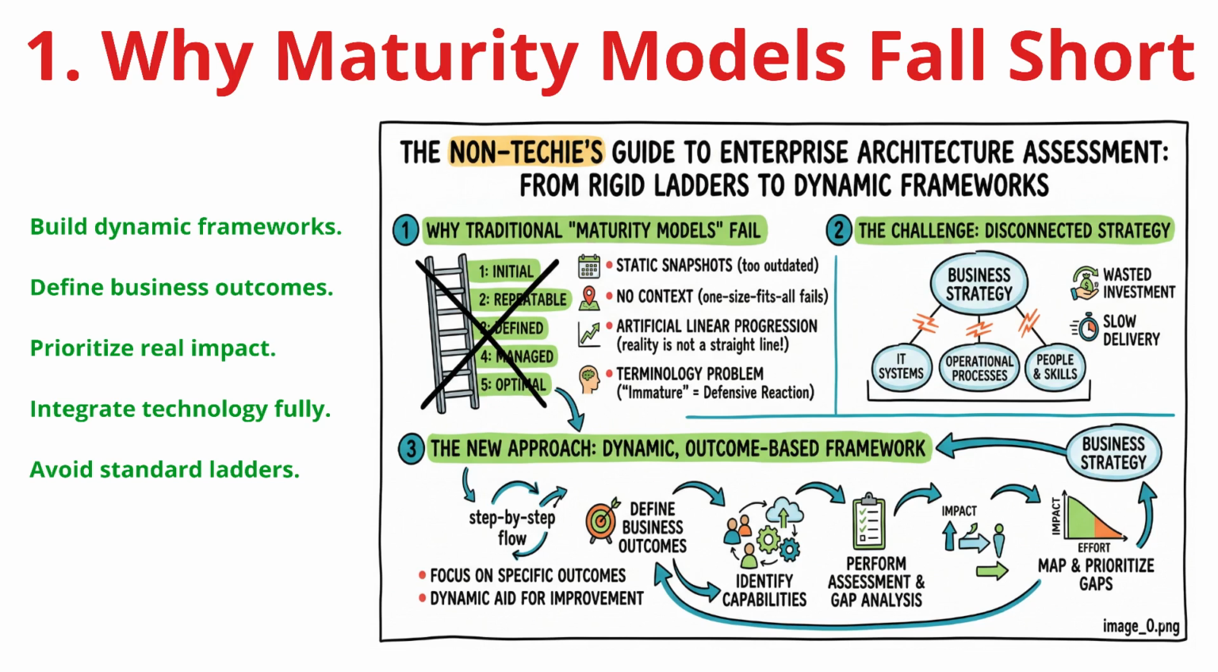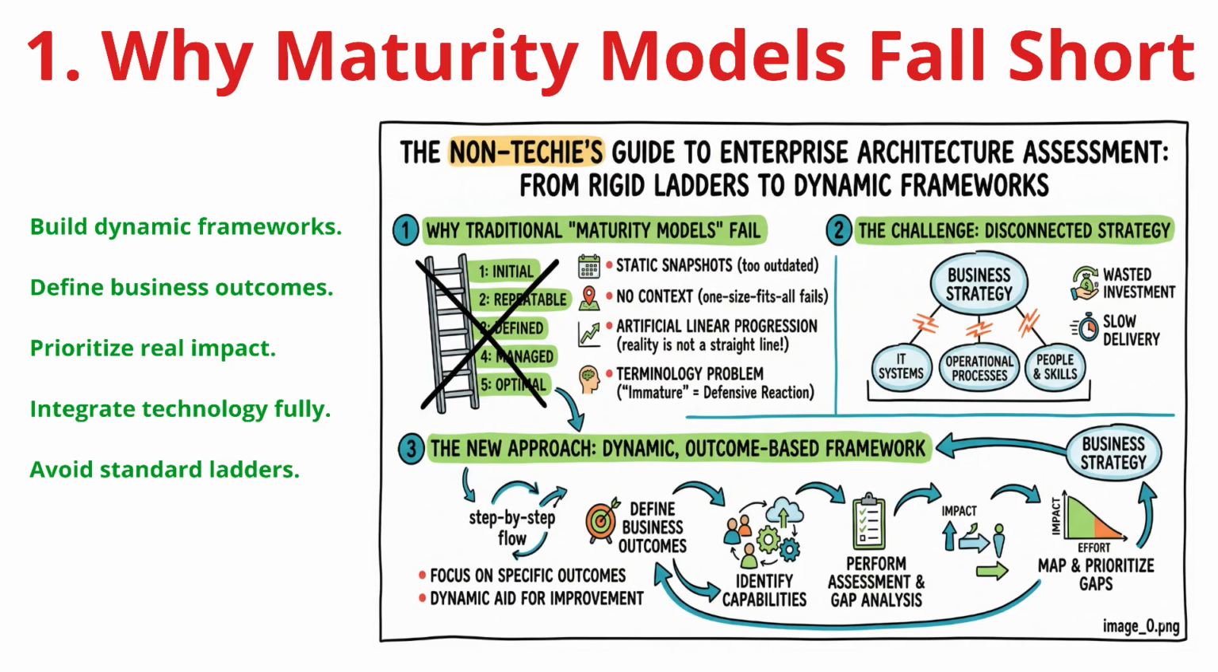But it's time to move from those rigid ladders to a dynamic new approach. Imagine a continuous, custom, step-by-step flow that constantly adapts to your needs. This outcome-based framework doesn't ask how mature you are, it asks what you want to achieve. It's a simple cycle. First, we define the actual business outcomes you need, like reducing cloud costs or speeding up delivery.